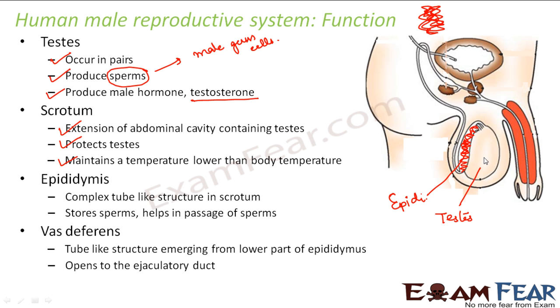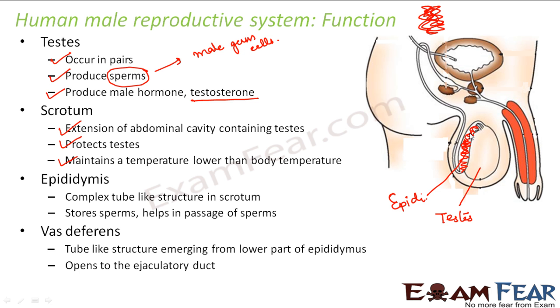Now the sperms are produced inside the testis. These sperms will be passed to the epididymis, and the epididymis will actually store the sperms. So it helps in the passage of sperms from the testis to the outside. Right? Here also, as I mentioned in one of the previous slides, the sperm, that is the male germ cell, is motile. That means it is capable of moving. But the female germ cell, which is the egg cell, is not motile, not capable of moving much.